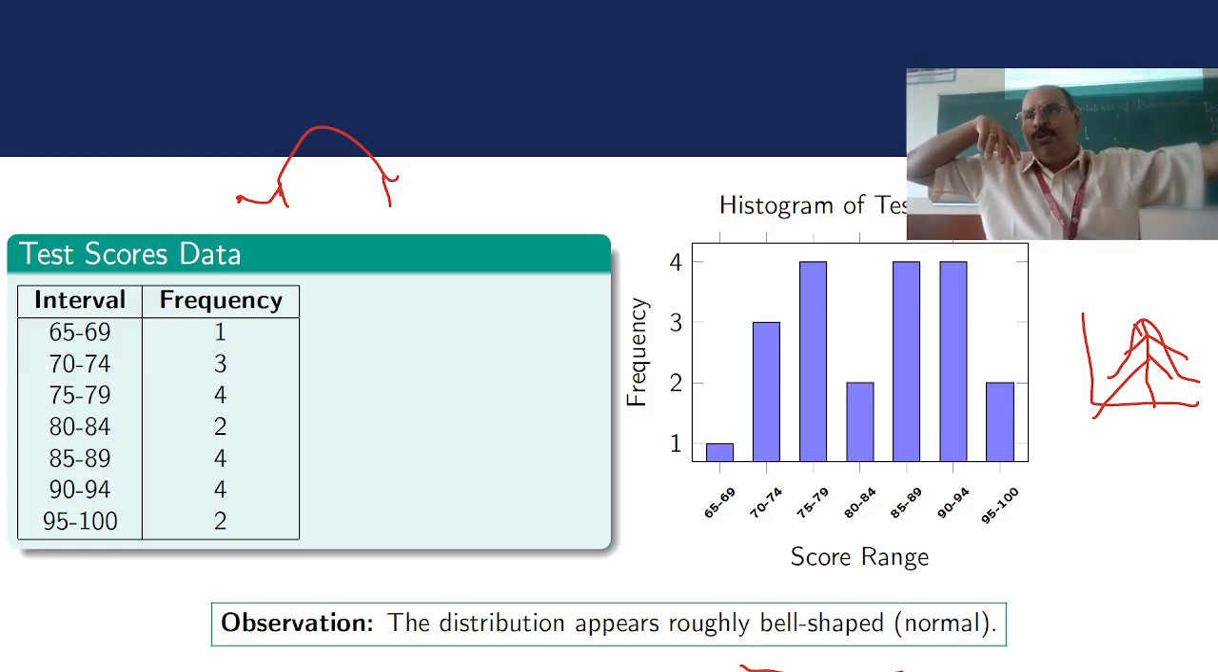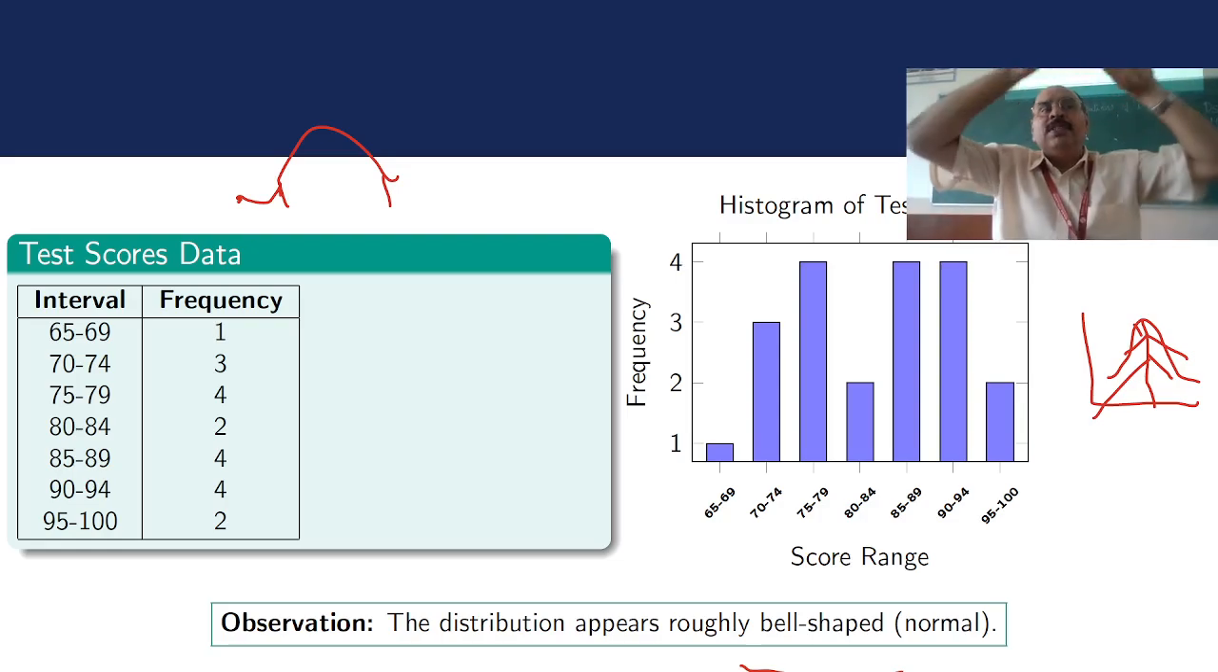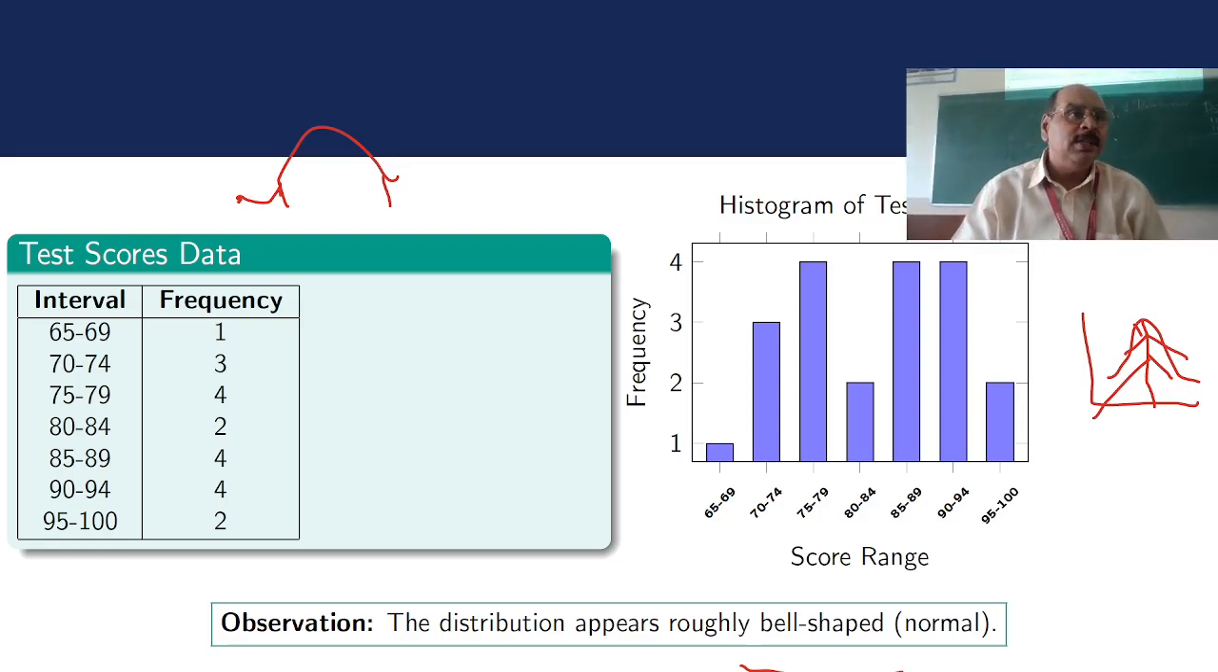People with very low, small, very light weight will be less. Very heavy people also will be less. Most of them will fall in the central range. So every one of these things will become a bell-shaped or Gaussian type. Okay, that's what is being told here.